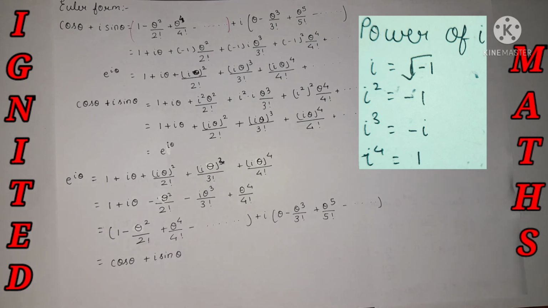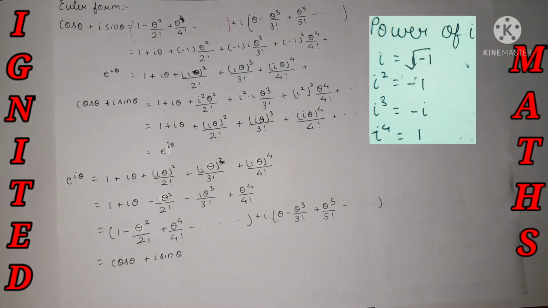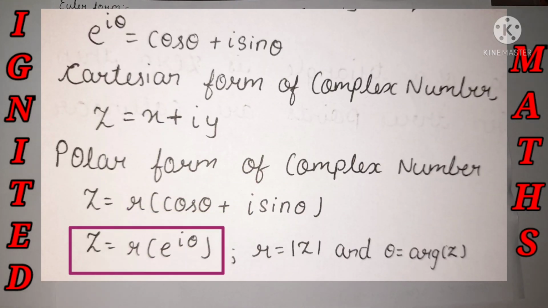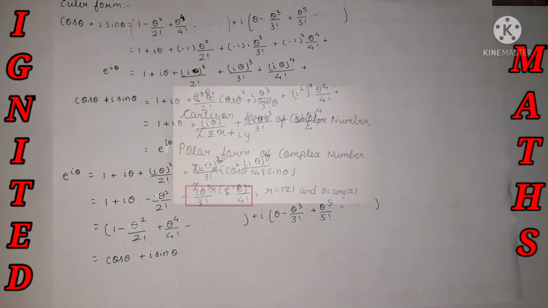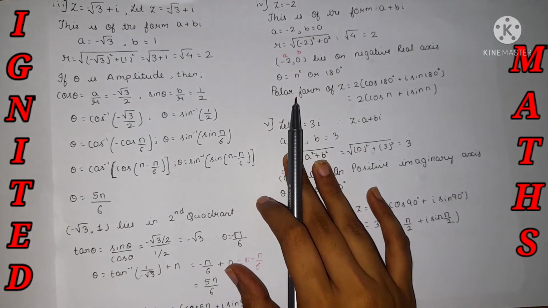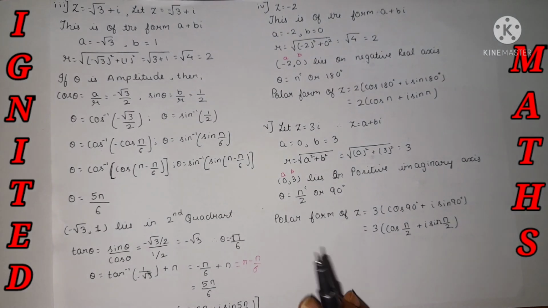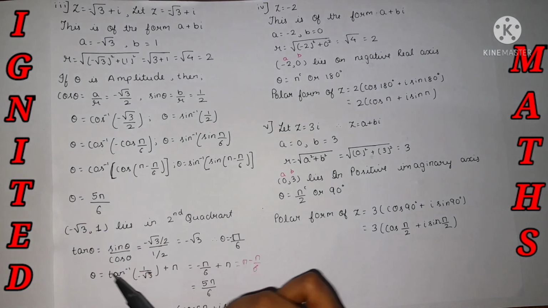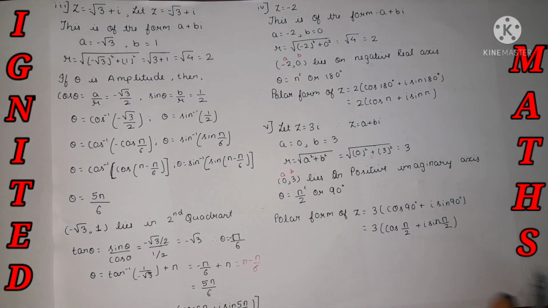Okay, from LHS to RHS, RHS to LHS we have proved it. The actual Euler form, the formula is over here. Z is equal to R e raised to i theta, and e raised to i theta is equal to cos theta plus i sin theta. We have proved it. Yes, and as we have proved for the Euler form, the question that I took over here is absolutely the same as we did previously for finding the polar form of Z. Yes, we found the R value and the theta value, and we got the answer.